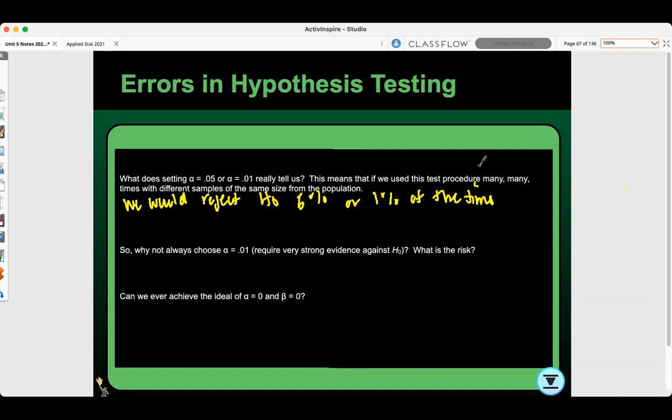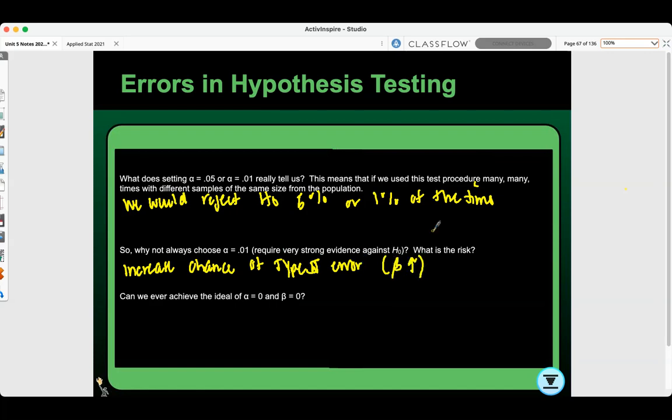So why not always choose alpha equals 0.01, which would require very strong evidence against the null hypothesis? What is the risk? That would increase the chance of a type 2 error. It would increase our beta. So beta would go up.